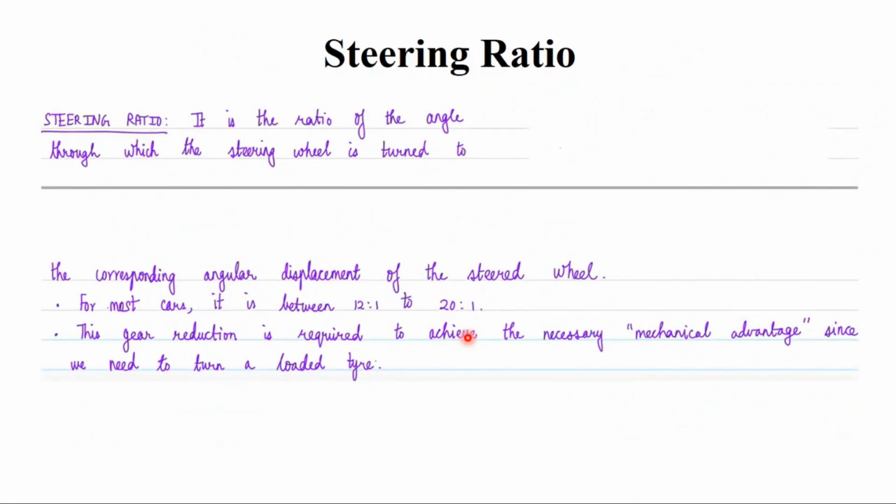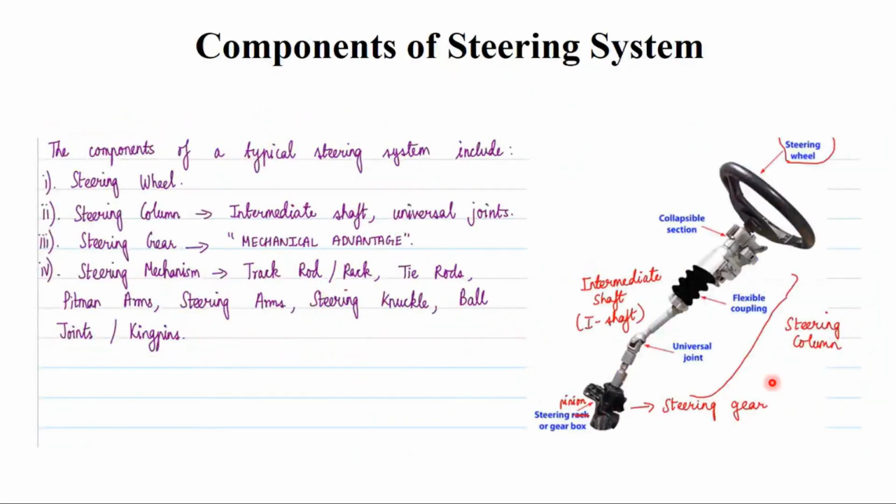Let us see the different aspects now. What is the steering ratio? Steering ratio is nothing but the ratio of the angle through which the steering wheel is turned to the corresponding angular displacement of the steering wheel. For most passenger cars, the steering ratio is between 12:1 to 20:1. And this gear reduction is required. Why do you need the gear reduction? In the steering gear, right, the gear reduction is going to happen.